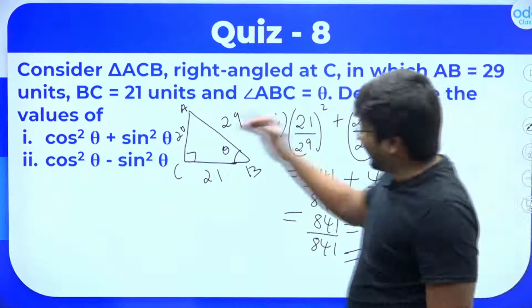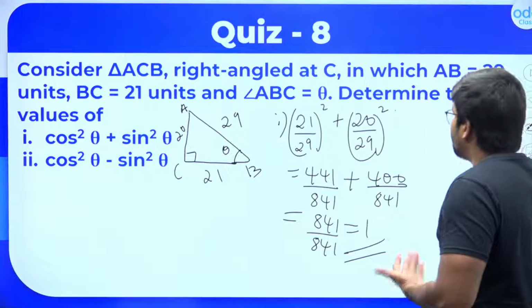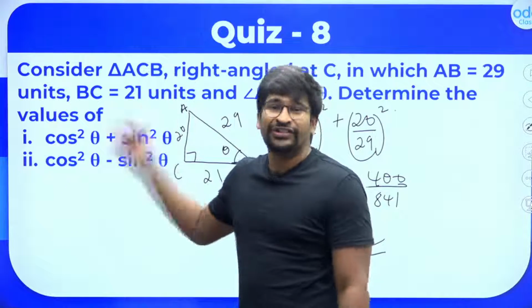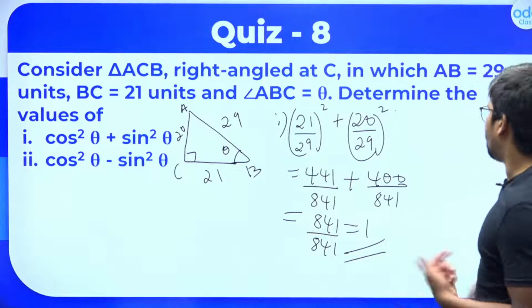Some of you might directly write cos square theta plus sin square theta is equal to 1, but no, in this particular question they are asking you to find the value. So you should substitute and find it yourself, okay, or else you will not get the marks here. So that part is done.